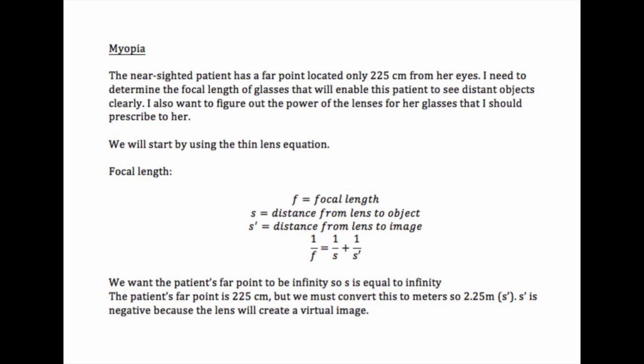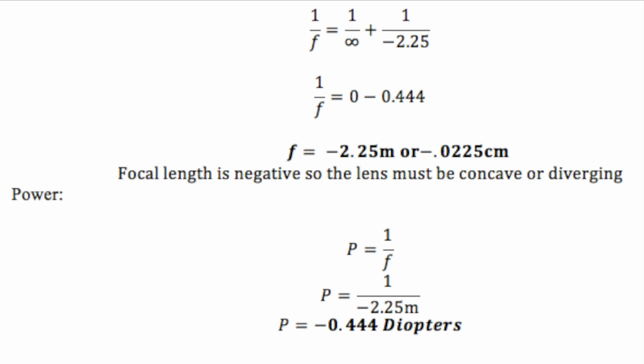We want the patient's far point to be infinity, so S is equal to infinity. The patient's far point is 225 centimeters, but we must convert this to meters, so 2.25 meters, S prime. S prime is negative because the lens will create a virtual image. Using the information I got from the patient's eye exam, the thin lens equation should be 1 over F equals 1 over infinity plus 1 over negative 2.25. So 1 over F equals 0 minus 0.44. That means F equals negative 2.25 meters.